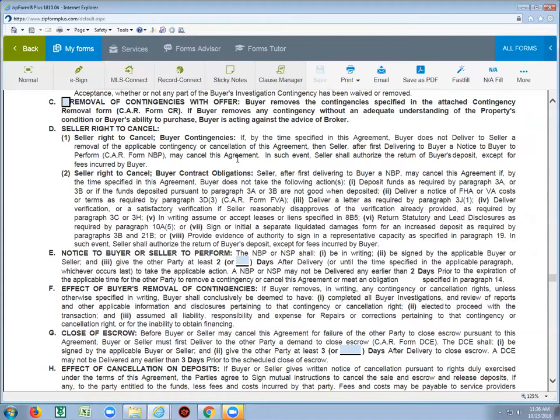Number 5, in writing, assume the acceptance of the lease or lien specified in AB5. And number 6, return the statutory and lead disclosure as required by paragraph 10A5. Those are disclosures. You have to give it to the buyer to sign, and sign and initial the separate liquidated damages form for an increased deposit as required by paragraph 3B or 21B.